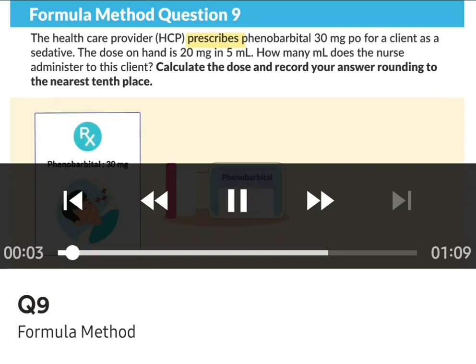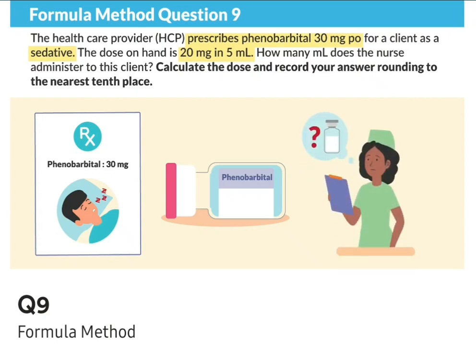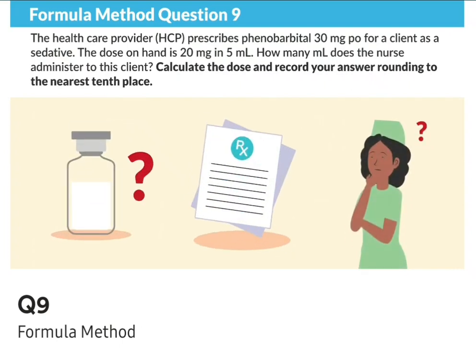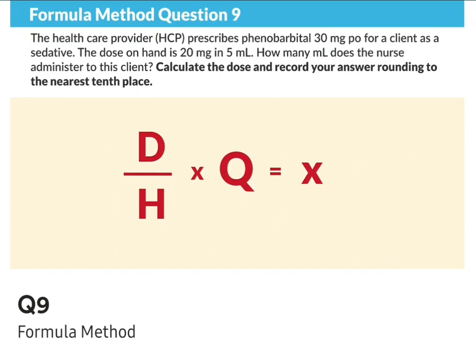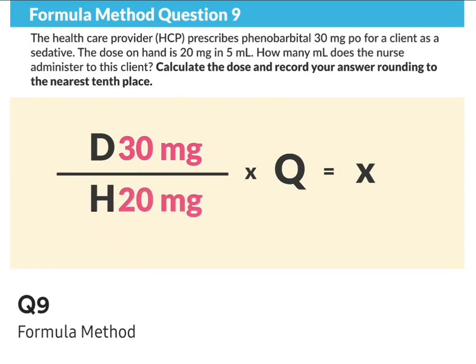The healthcare provider prescribes phenobarbital 30 milligrams PO for a client as a sedative. The dose on hand is 20 milligrams in 5 mLs. How many mLs does the nurse administer to the client? All right, this should be getting simpler here. As you know, we're using the formula method. We're solving for mLs per dose. So D over H times the Q. The dose ordered here is 30 mg over what you have on hand, 20 mg per 5 mLs. The D and the H are the same in terms of milligrams, so that's good.